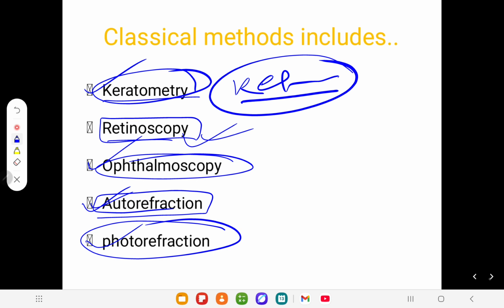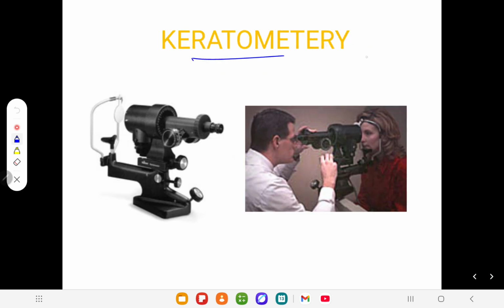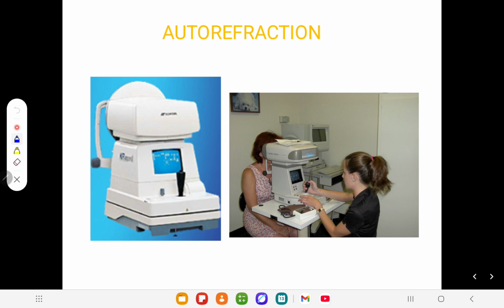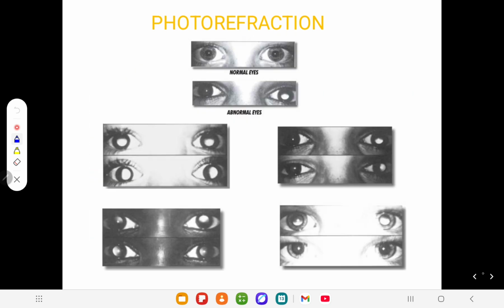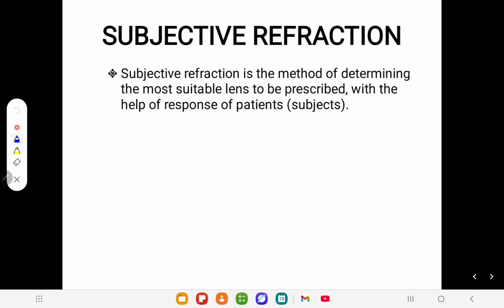Okay. So keratometry, as you have seen, and autorefraction. Nowadays, there are a lot of good autorefractors. Photorefraction, I will make a short presentation on it, but not now. And let's move to subjective refraction.